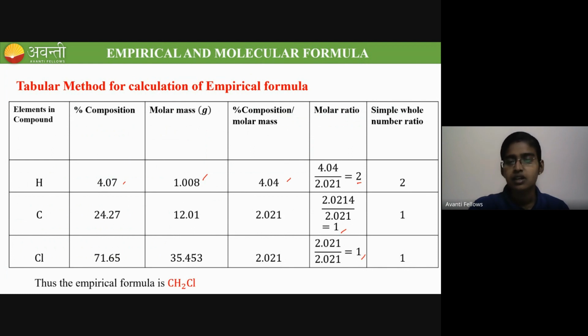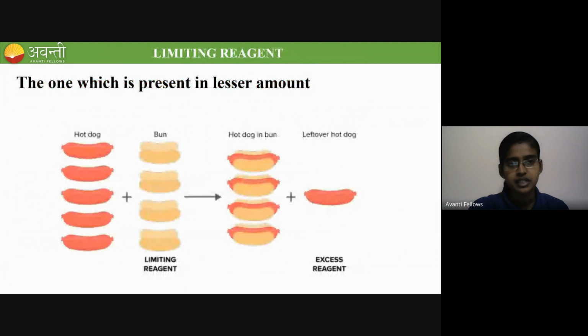Got it? Now coming to the limiting reagent. The one which is present in a lesser amount in the reactants is called the limiting reagent. Suppose you can see here, 5 hot dogs are given to you and they are reacting with 4 buns. We have 5 hot dogs and only 4 buns. So what can be the product? We can get only 4 hot dog buns and 1 hot dog is left over. Now bun is the limiting reagent and the leftover hot dog is the excess reagent. So the one which is present in a lesser amount is called the limiting reagent.